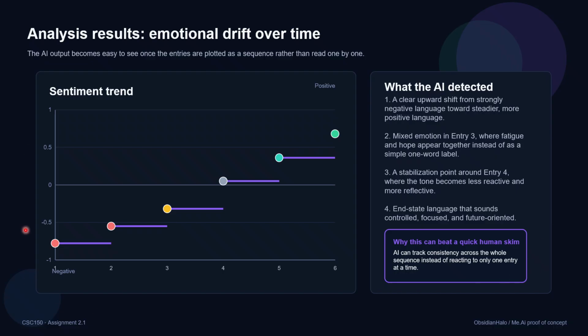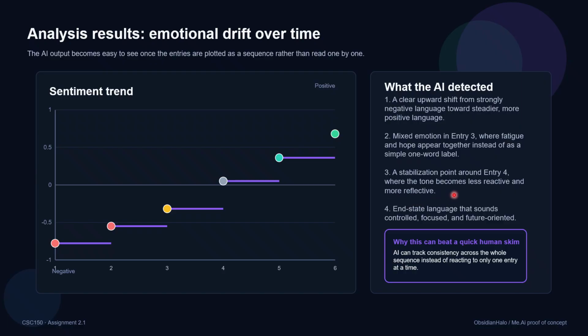This is the main analysis slide. Once entries are plotted over time, the emotional drift becomes much clearer. The trend moves upward from strongly negative toward positive. The AI detected 4 important things. First, a clear upward shift in overall tone. Second, mixed emotion in entry 3 instead of a simple one-word label.